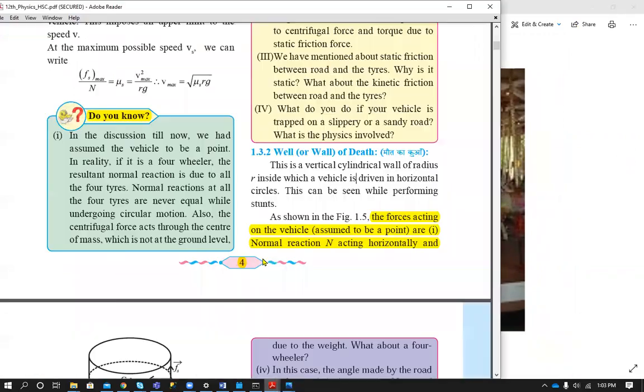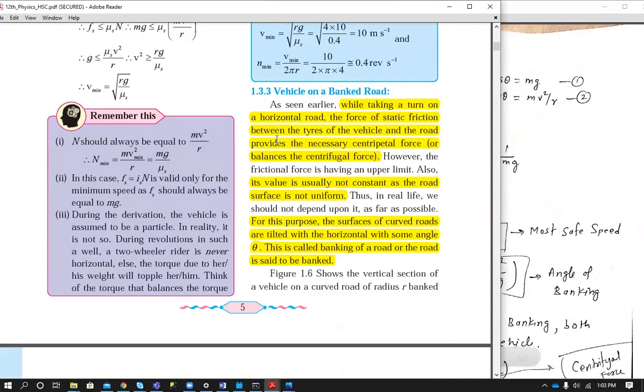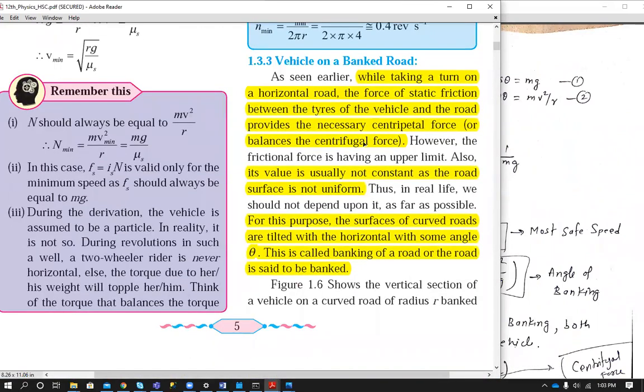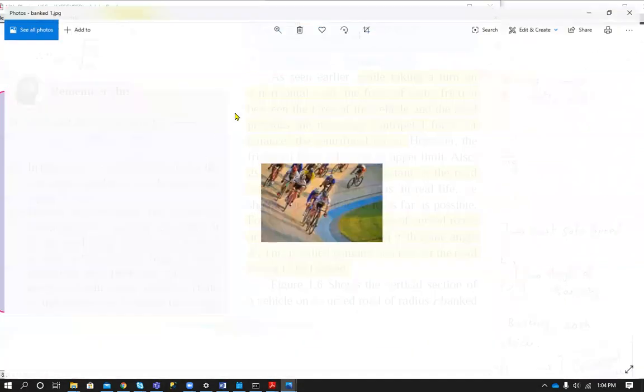Today we'll continue with the next part of circular motion. The next application is a vehicle on a banked road, and why it is necessary to make the road banked. Banking means inclining one of the edges of the road at some angle. I can show you the diagram for a banked road.